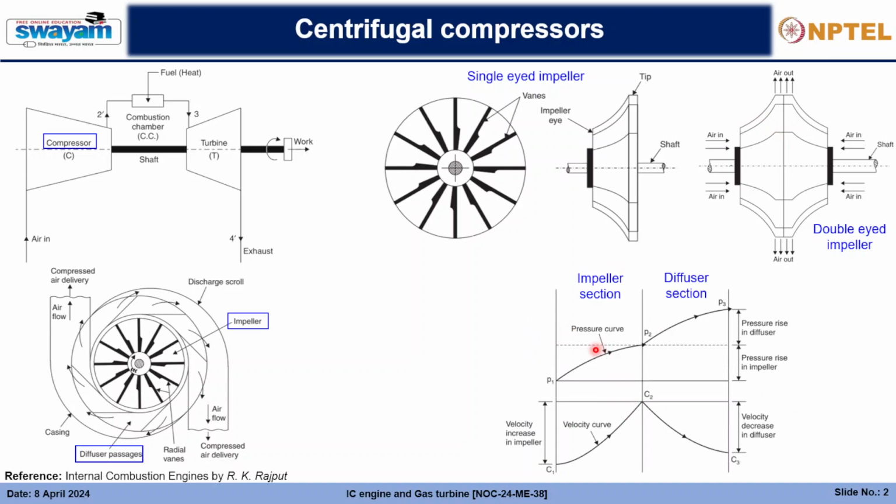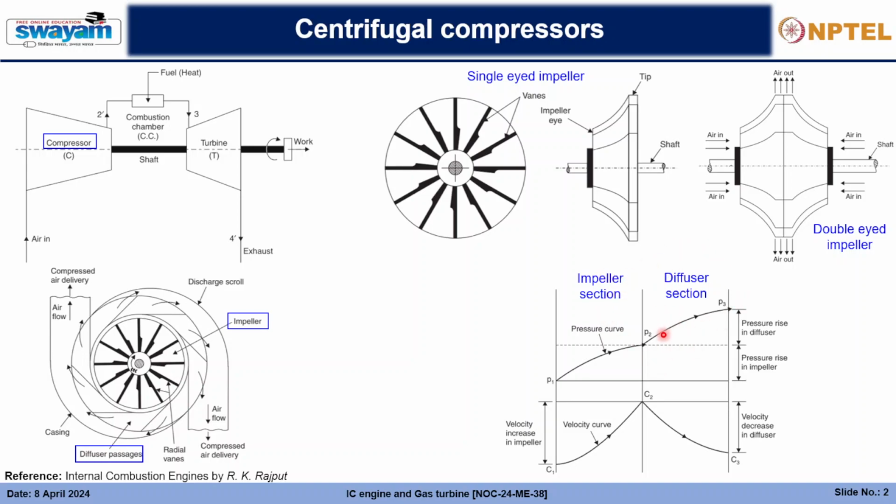So as I was telling about the pressure rise in the impellers, this is how it looks. Basically, both the pressure energy and the kinetic energy will rise. This is the pressure curve and the velocity curve. The velocity curve implies the kinetic energy, as the pressure curve implies the pressure energy. These both will rise in the impeller section, as you can see out here.